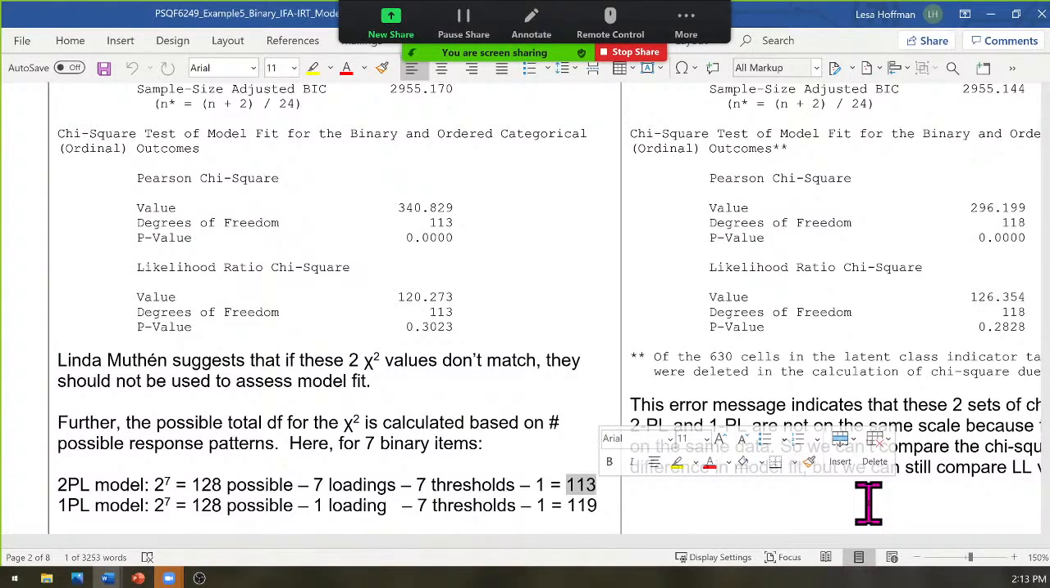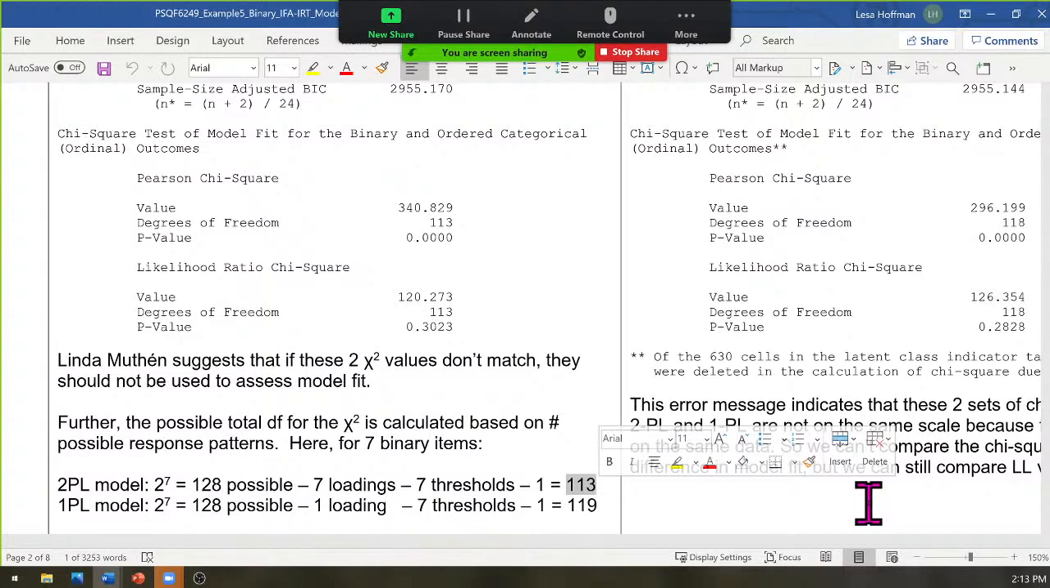So I would need at a minimum 128 times somewhere between 5 and 10 cases per cell for these chi-squares to work. And then actually they give me an error message. Let me scroll back over to the other side. It tells me on the other side of the page that of the 630 cells in the indicator table, one of them was deleted in the calculation of the chi-square due to extreme values.